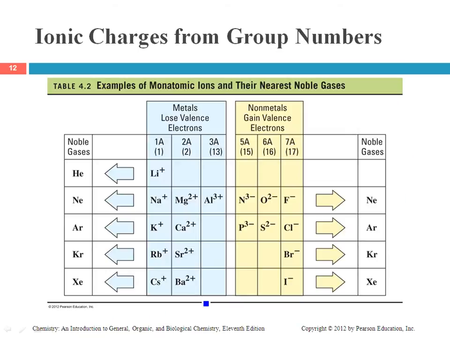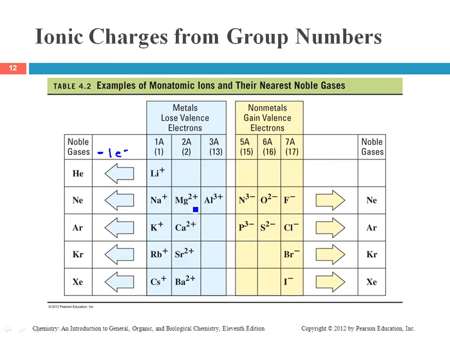Okay, so we can look at this in a table here that shows examples of these ions and their nearest noble gas. If you look at group 1, lithium, the nearest noble gas to lithium, if you take away an electron, so you have 3 to begin with and you take away 1, it's going to look like helium. So it's 1 electron away from being like a noble gas, helium to be exact.